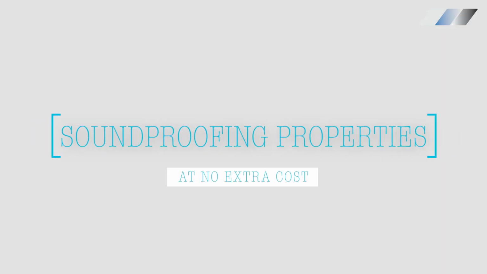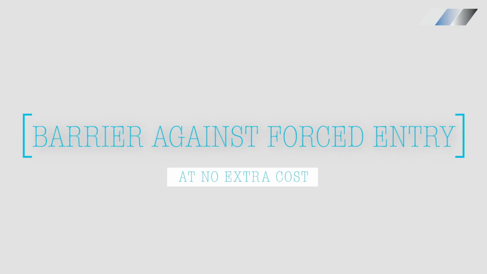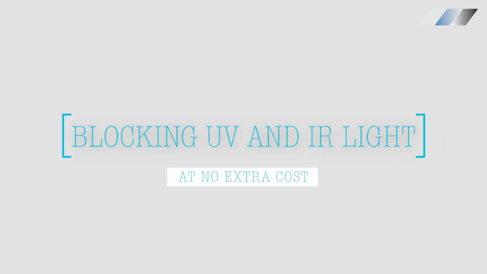Smart glass has built-in soundproofing properties at no extra cost, a feature that normally costs way above $100 per square foot. Smart glass is laminated and tempered safety glass, acting as a barrier against forced entry. And smart glass reduces heat gain by blocking infrared and UV light, increasing energy efficiency.